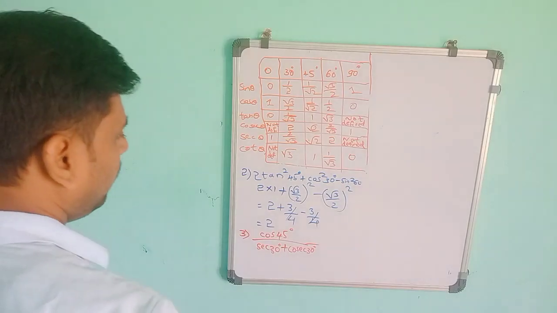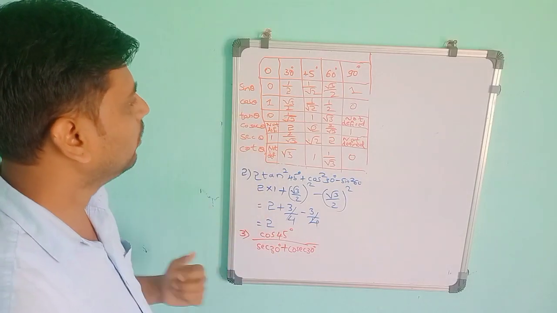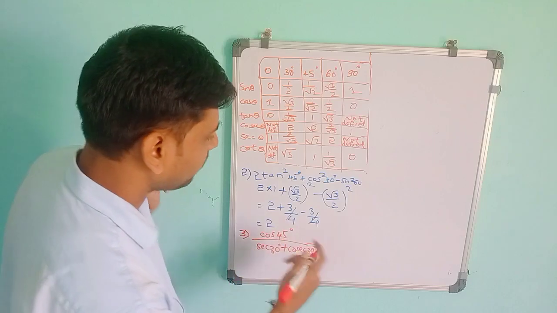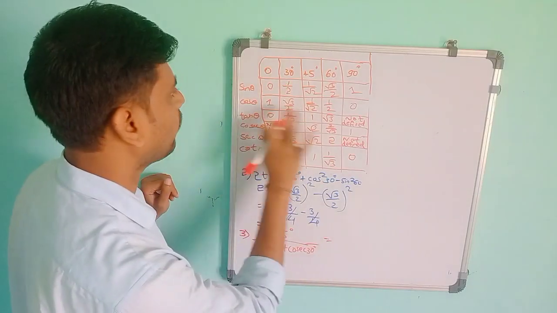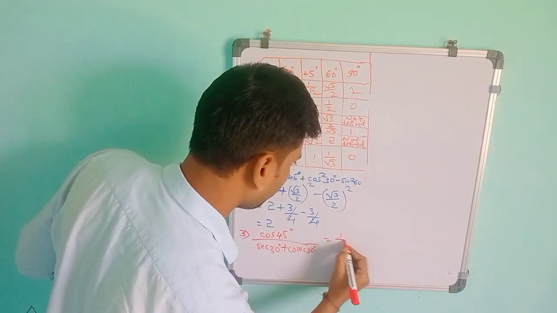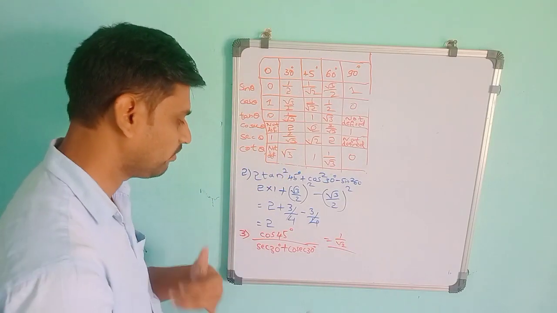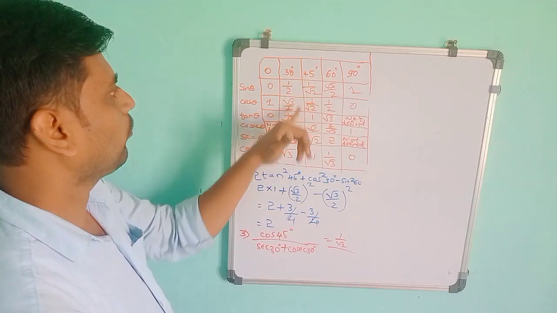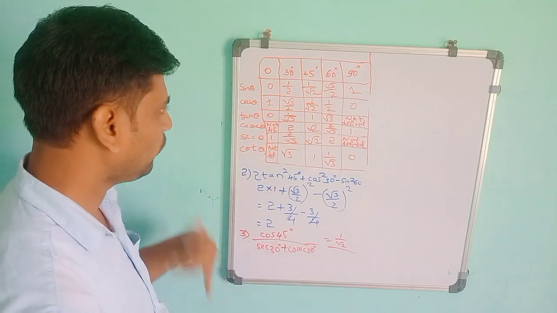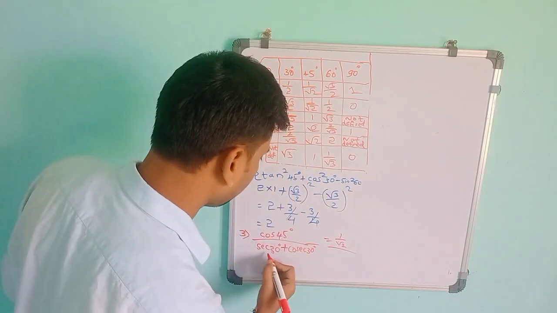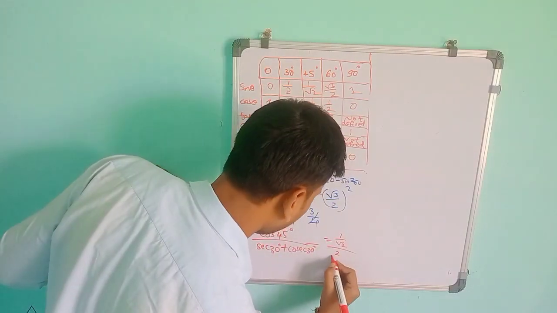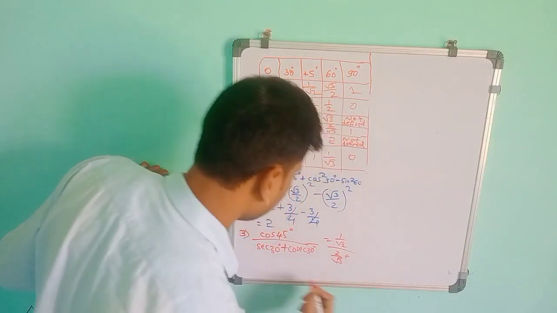In this problem, they have given the reverse of the first three trigonometric ratios. So cos 45 is directly cos 45, and cos 45 is 1 by root 2. So we put the value 1 by root 2. Then sec 30. Sec 30 is the reverse of cos 30. Cos 30 is root 3 by 2, so the reverse will be 2 by root 3. So sec 30 will be 2 by root 3 plus cosec 30.